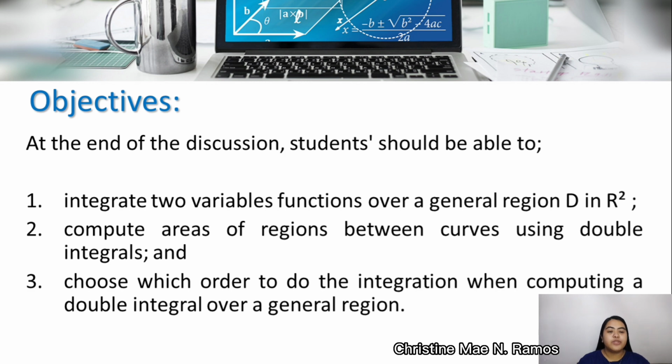So here are the objectives. At the end of the discussion, students should be able to, first, integrate two-variable functions over a general region D in R squared. Second, compute areas of regions between curves using double integrals. And lastly, choose which order to do the integration when computing a double integral over a general region.